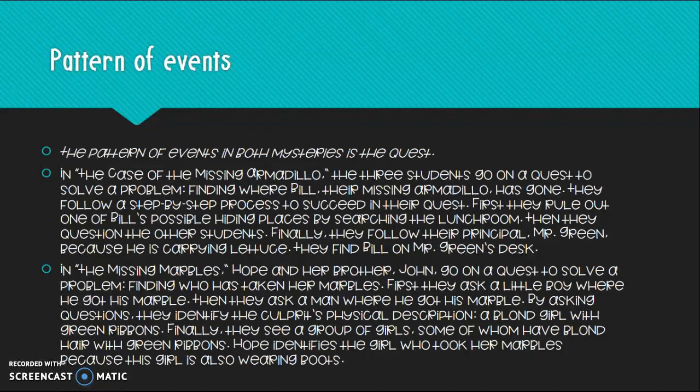But anyway, first they ask the little boy where he got his marble. Then they ask a man where he got his marble. By asking questions, they identify the culprit's physical description, which ended up being a blonde girl with green ribbons. Finally, they see a group of girls, some of whom have blonde hair with green ribbons. Hope identifies the girl who took her marbles because this girl is also wearing boots.